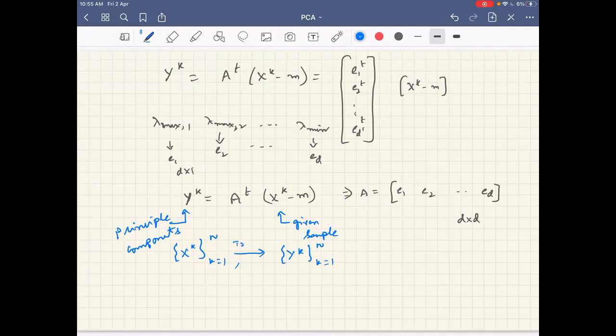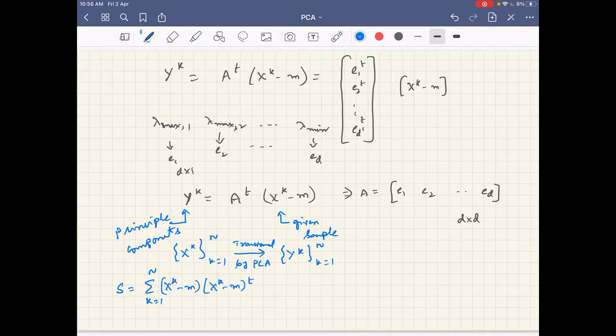Transformed to yk. Transformed by whom? By principal component analysis, by the method of principal component analysis. So let us see the statistical properties here. S is the scatter matrix, where the sum of xk minus m into xk minus m transpose is the scatter matrix on this side. Let us see the scatter matrix on this side.